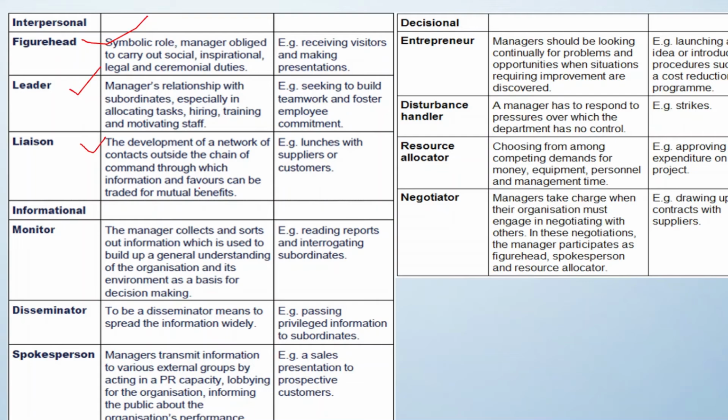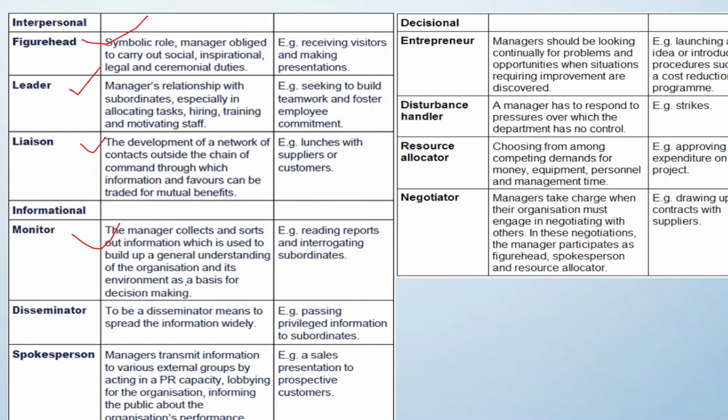Then comes informational. Informational role is saying monitor. Manager collects and sorts out information which is used to build up a general understanding of the organization and its environment as a basis for decision making. Reading reports and interrogating subordinates.